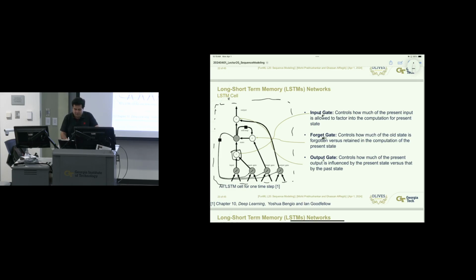And the last one is the output gate. It controls how much of the present output is influenced by the present state versus that of the past state. We haven't exactly discussed this, but essentially you can think of it as o of t plus 1 is equal to f of o of t comma x of t plus 1. Right? So generally we won't talk about this as much because we are going to be considering what we'll call a causal perspective in terms of our processing. But the output gate does exist within the framework itself.